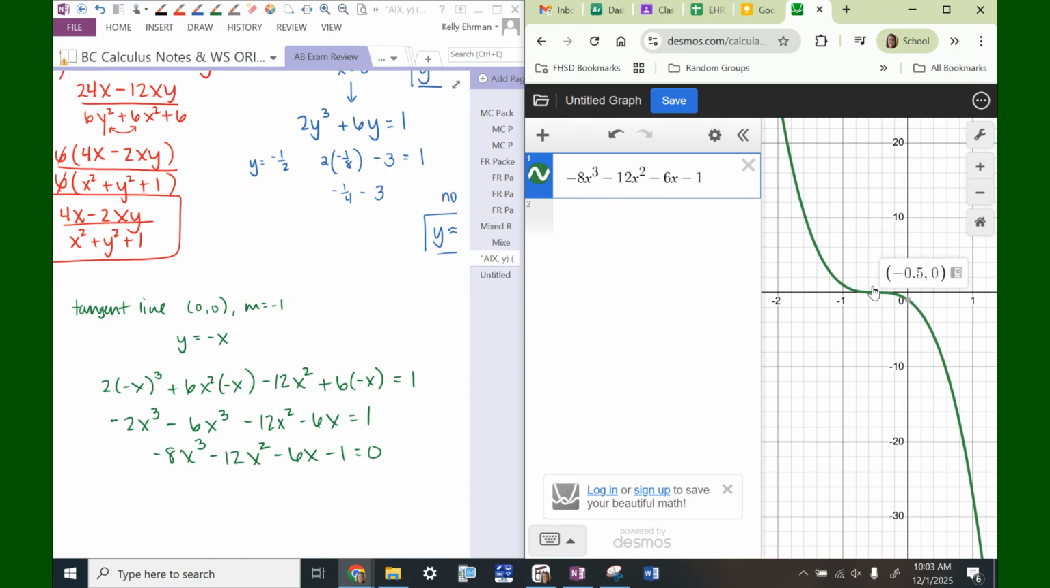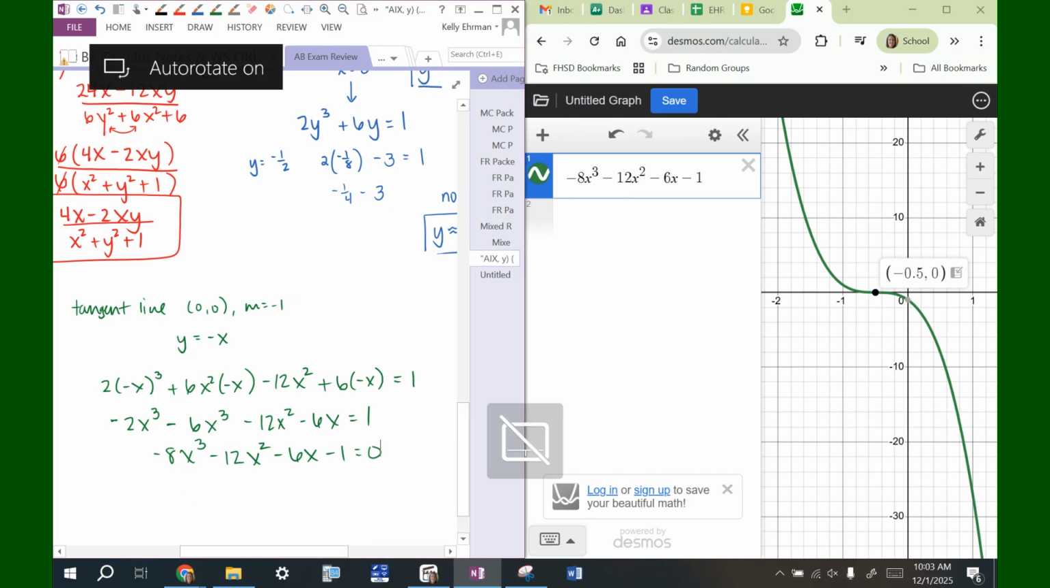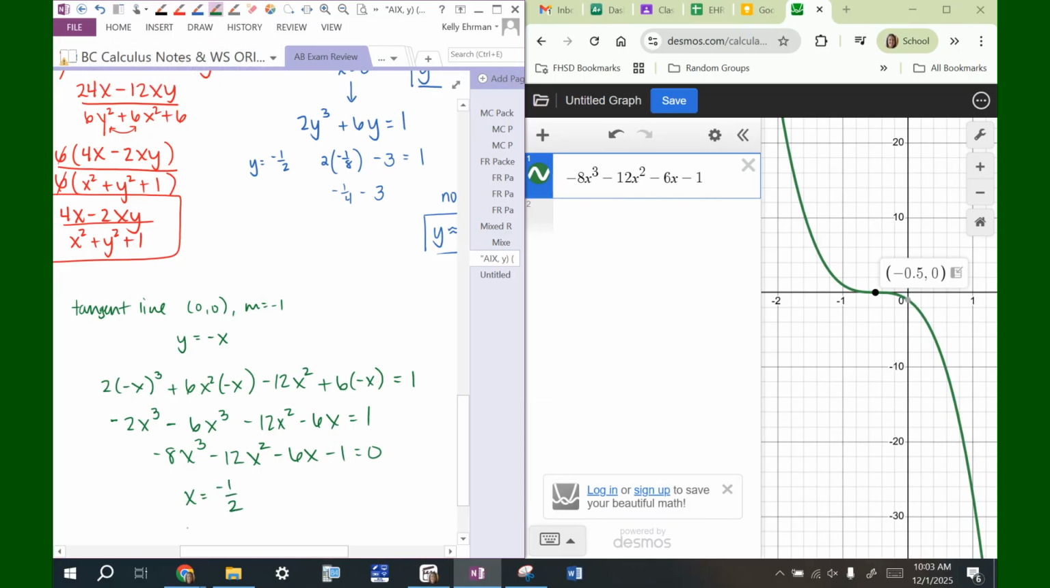Oh, at negative 1/2. Okay, that's my value for x. So x equals negative 1/2. And remember, y is equal to negative x. So y equals positive 1/2. So point P is negative 1/2, positive 1/2.